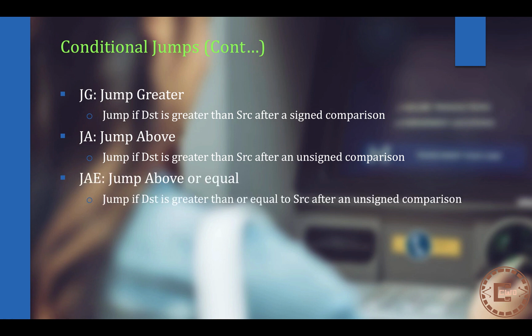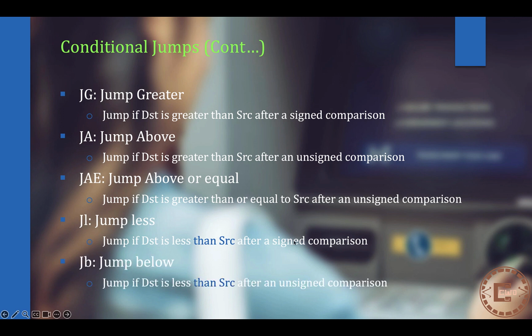Jump above or equal. Jump if the destination is greater than or equal to the source after an unsigned comparison. That's why it's E, for equal. Jump less. Jump if the destination is less than the source after a signed comparison. Jump below. Jump if the destination is less than the source after an unsigned comparison. So you can see that for signed or unsigned you have JG, JL, or JB. Okay, guys?